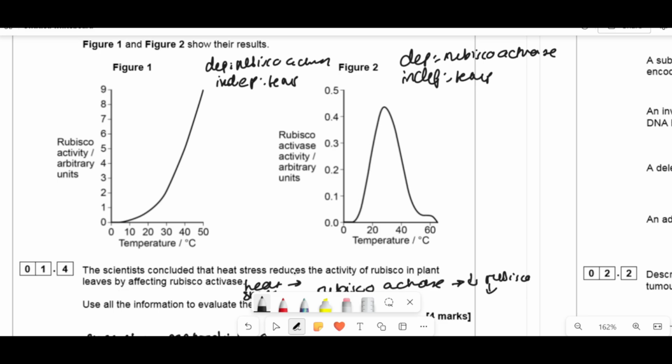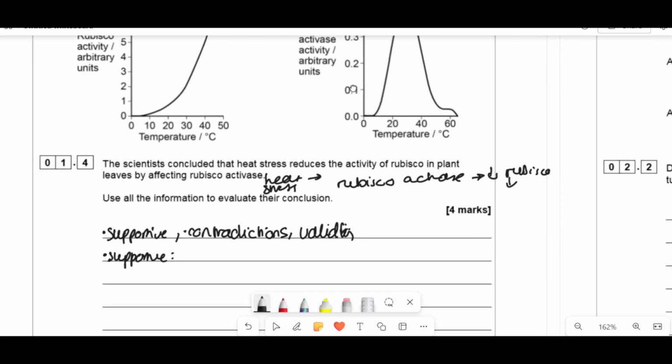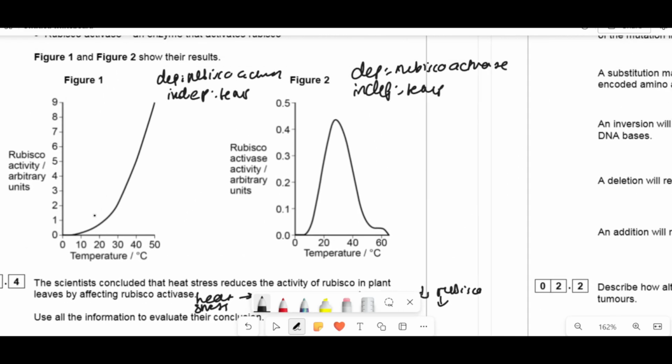So we should look really at what's happening with Rubisco activity and where it's reducing. Well, I'm not really seeing a decrease, because you can see Rubisco activity is going up, but it is going up at the same time as Rubisco activase, which supports that these two may be dependent on each other. This may cause this to go up, right?